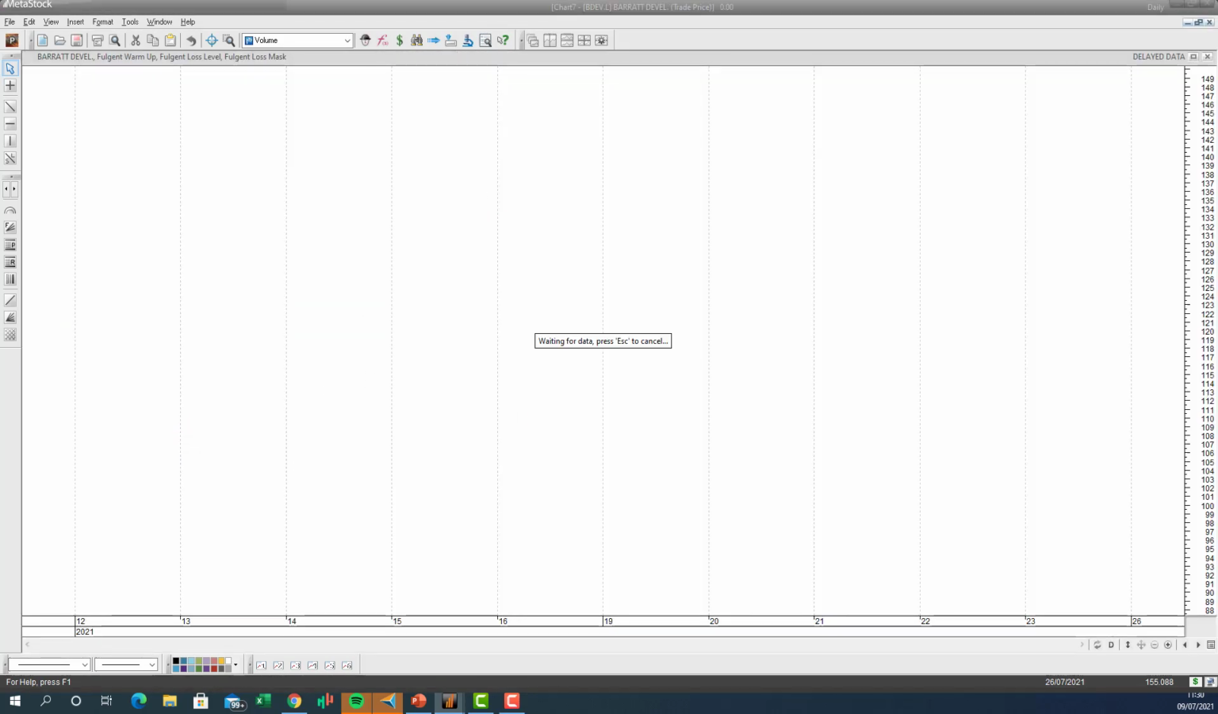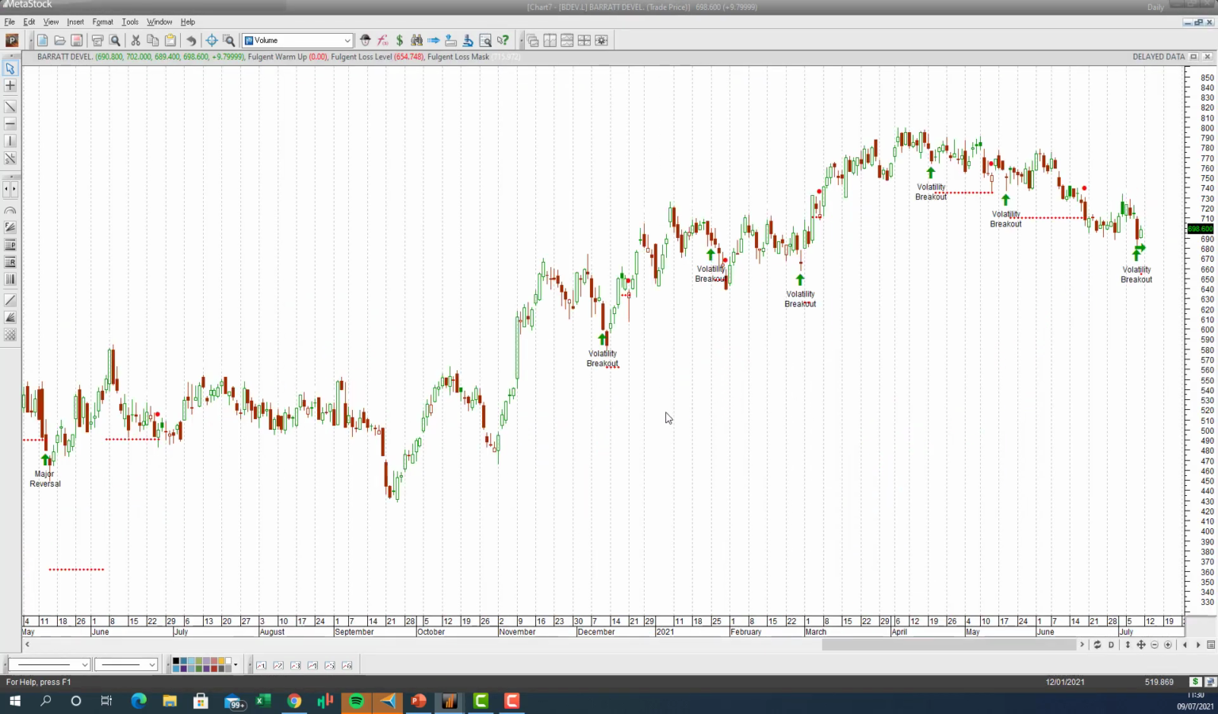Barratt Developments, one day into a trade, brand new volatility breakout signal given. You can see we've had quite a major market reversal back here, volatility breakout. You can see there's lots of opportunities where the AI generates positive returns. Bellway.